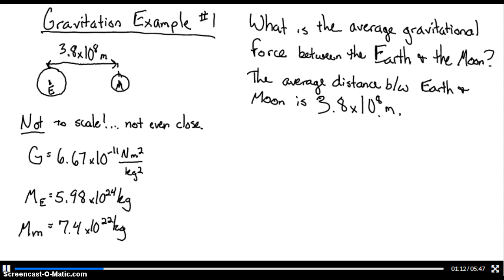So, all I'm asking is the average gravitational force, and the reason why it's average is because the Earth and Moon are not always the exact same distance from one another. That 3.8 times 10 to the 8th just so happens to be the average distance between those two.